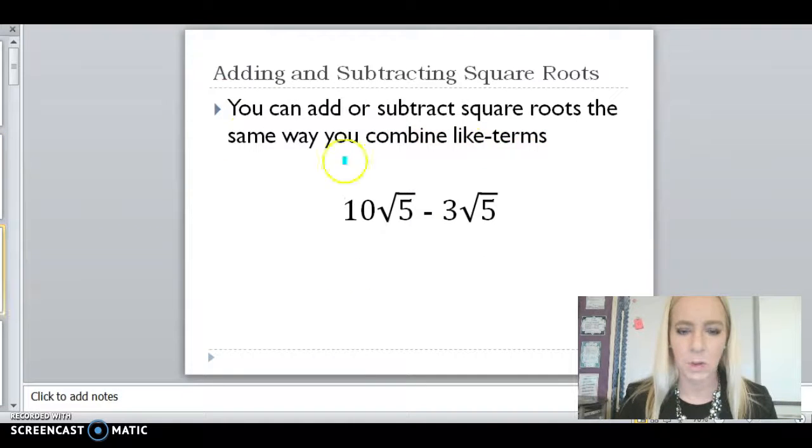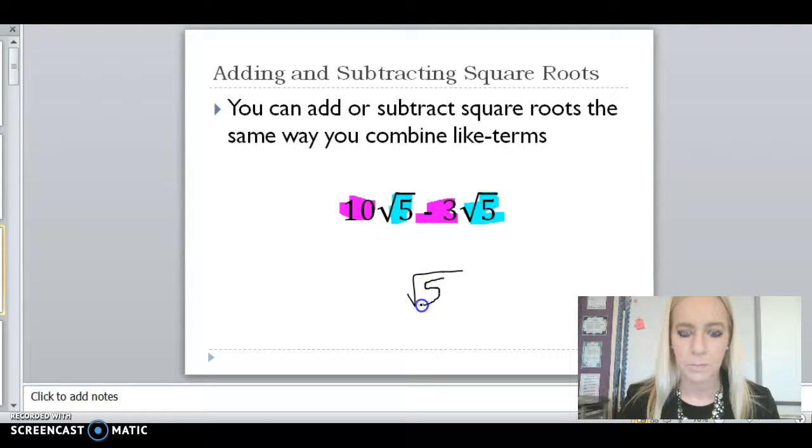Here's another example. 10 square root of 5 minus 3 square root of 5. Square root of 5 is my like term, so square root of 5 stays the same. And I can take 10 minus 3. So in this case, square root of 5 is my like term. 10 minus 3 is 7 square root of 5.